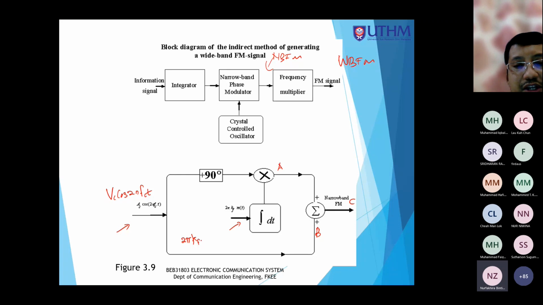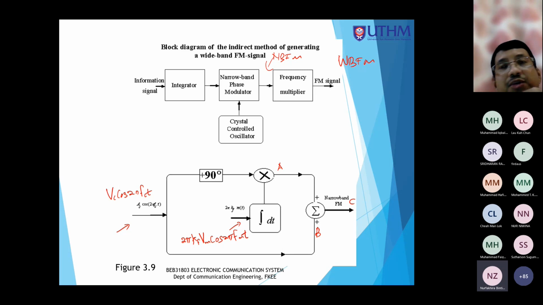So mt is actually Vm cos 2π fm t. So how do I know this? Because in the question we will give you the equations, and you just need to modify the equations to find the output.